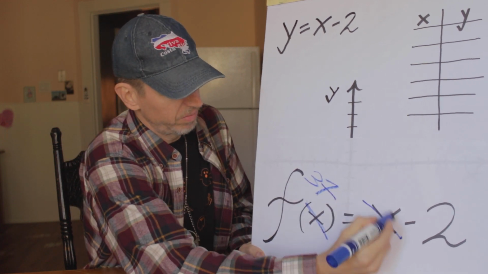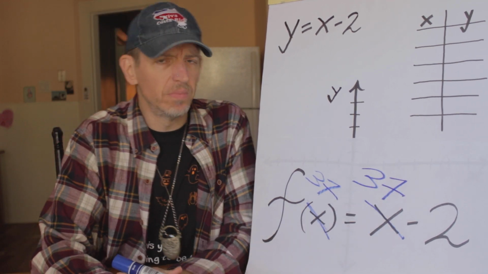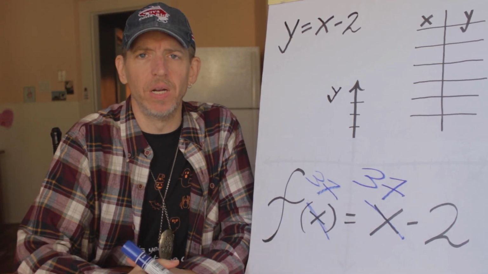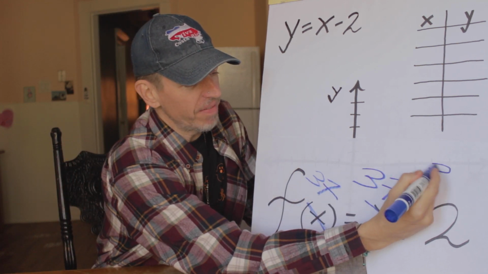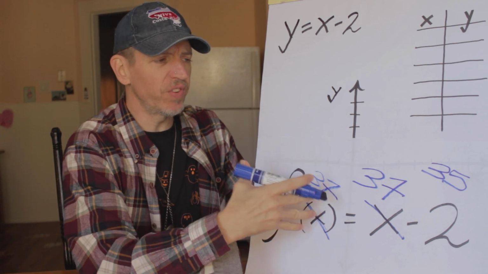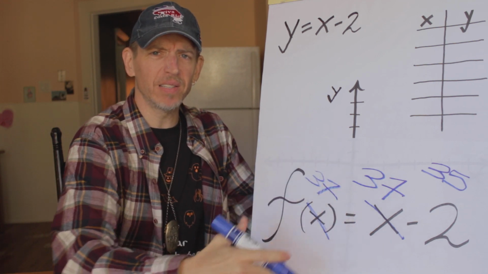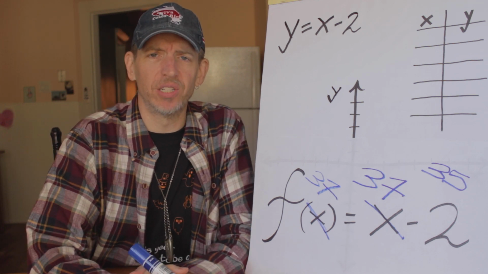37. Now what? Do the math. 37 minus 2 is 35. When you put a 37 in this function, a 35 comes out the other side. The function has operated without a hitch.